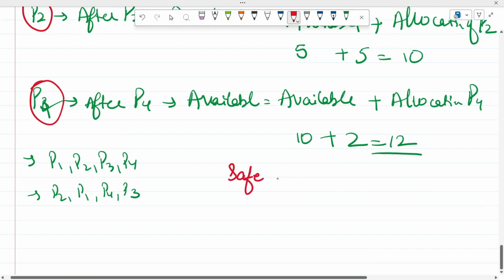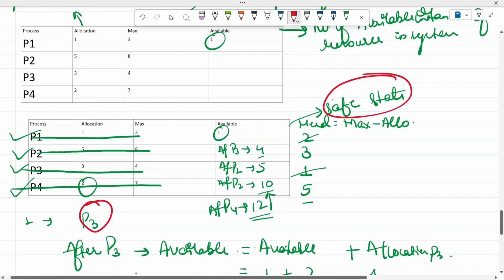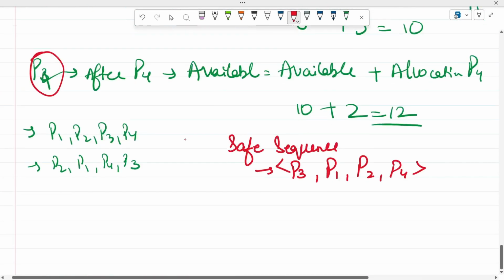So the safe sequence is P3, P1, P2, and P4. This is what the safe sequence looks like. There is more than one safe sequence for a particular question. In this question, we definitely have more than one safe sequence. We started with P3, then we take P1. You can take P2 as well, so the safe sequences change accordingly.